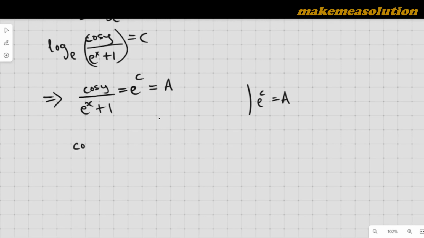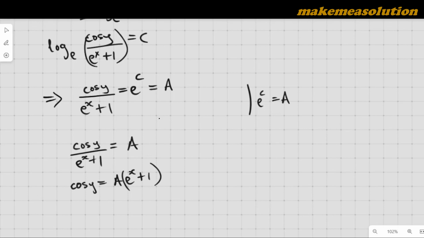So we have cos y over exponential x plus 1 is equal to a. So this is a solution, or a possible solution, or someone can write that cos y is equal to a times exponential x plus 1, like this. So this is another way of writing it.